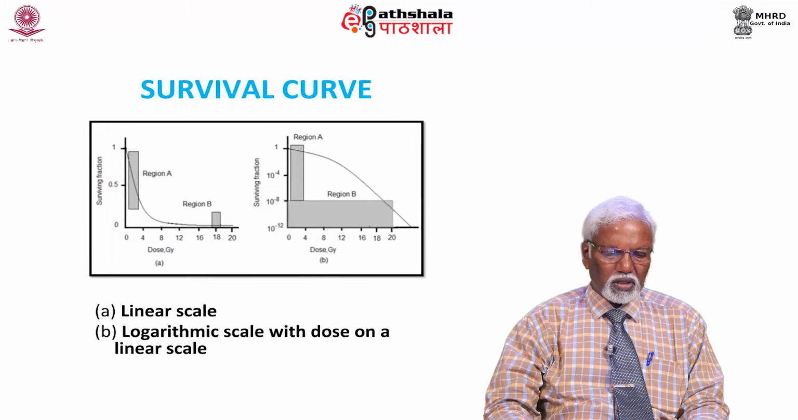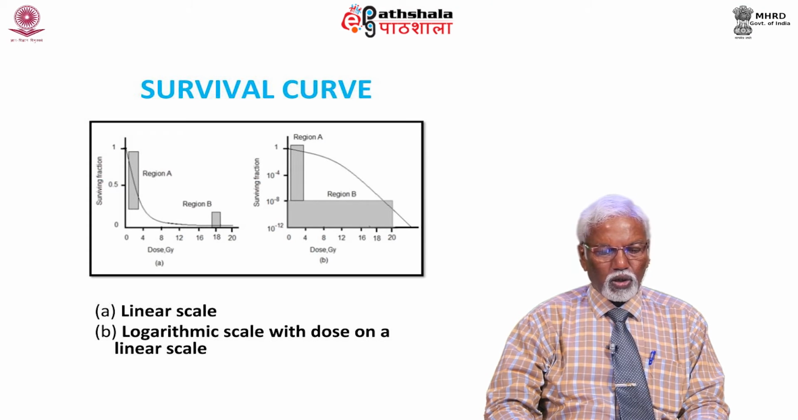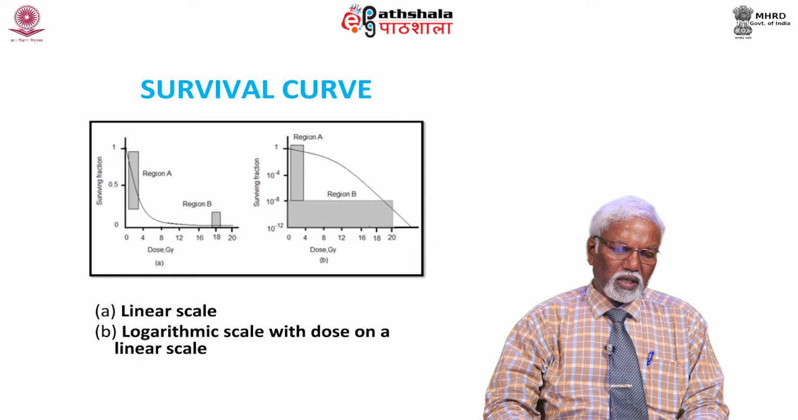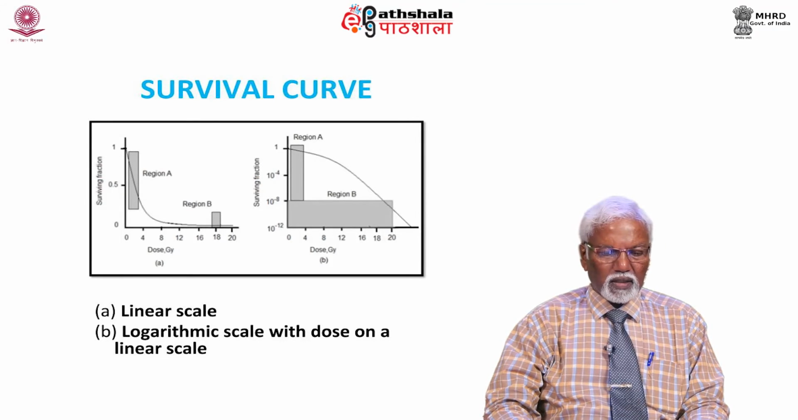The figure shows the survival curve between dose and surviving fraction, with dose on the x-axis and surviving fraction on the y-axis. Picture A has both linear scales. B is in semi-logarithmic scale: dose is in a linear scale and surviving fraction is in a logarithmic scale. You can appreciate the curve is linear at low doses. At high doses, actually, it is exponential.